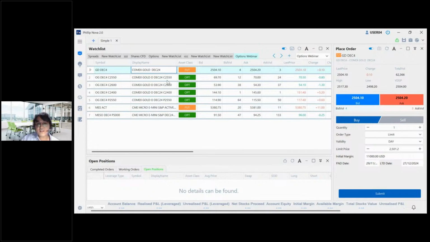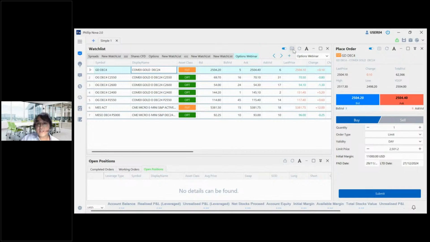The C2550, what it means is that it's a call option with a strike price of 2550. And the premiums are based on the bid ask prices. And then we have a put option, which is P2550. And again, the premiums are based on the bid ask prices.